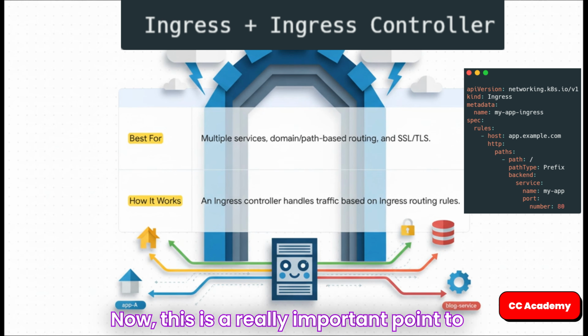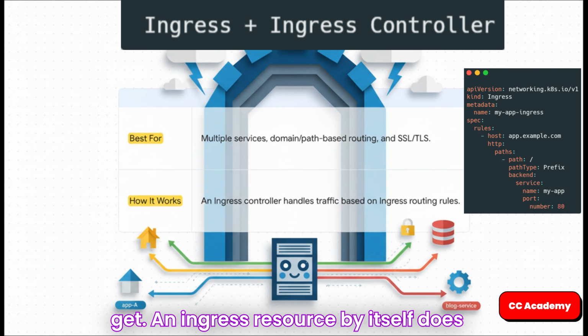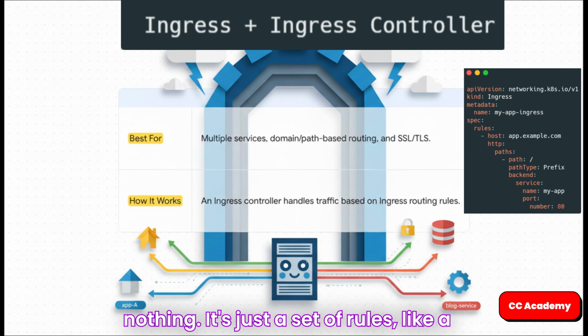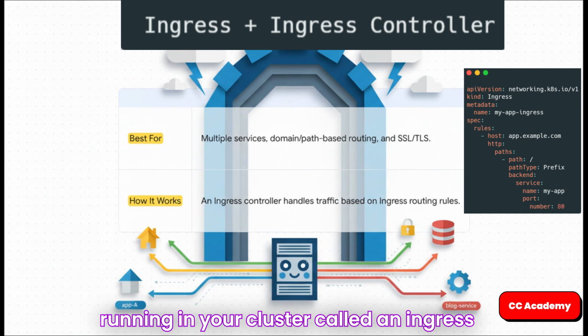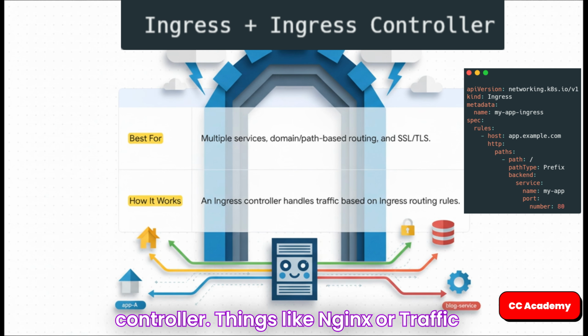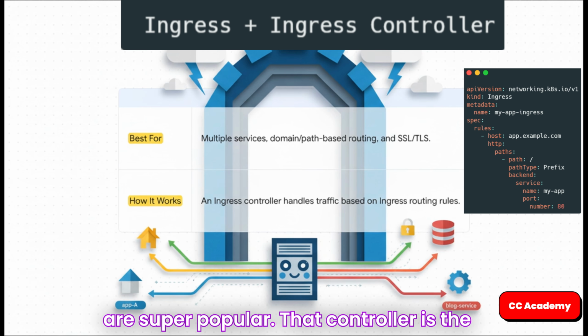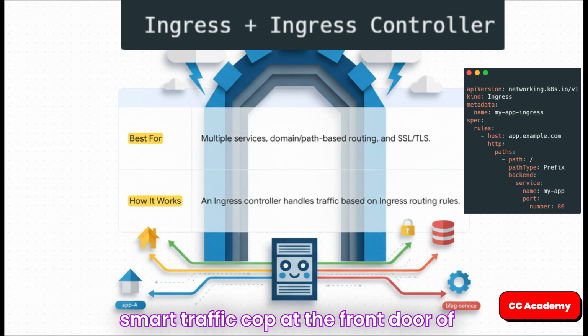Now, this is a really important point to get. An Ingress resource by itself does nothing. It's just a set of rules, like a configuration file. To actually make it work, you need another piece of software running in your cluster called an Ingress controller. Things like Nginx or Traefik are super popular. That controller is the smart traffic cop at the front door of your cluster, reading your Ingress rules and directing traffic exactly where it needs to go.